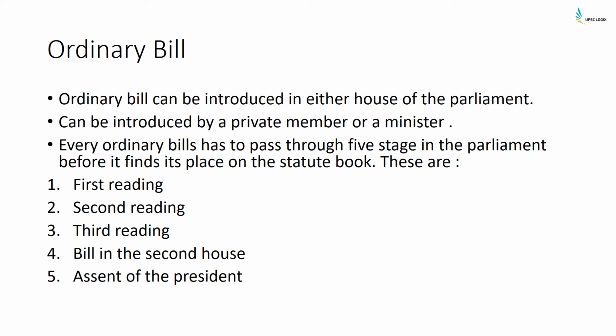Then an ordinary bill has to go through 5 stages, and once it crosses all the 5 stages, it finds its place in the rule book and is enacted. So these 5 stages are the first reading, then there is the second reading, then there is the third reading, then there is the bill in the second house, and assent of the president. So once the ordinary bill goes through all these 5 stages, it becomes an act.